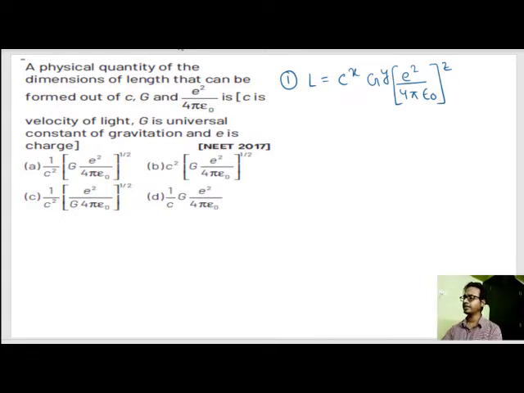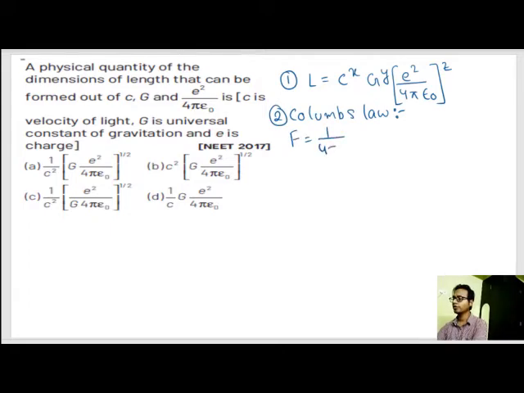So where have we seen this term? We have seen this term in Coulomb's law. What do we know about Coulomb's law? Force is equal to 1 by 4 pi epsilon naught Q1 Q2 by r square, where Q1 and Q2 are the two charges separated by distance r. Now suppose those two charges are electrons, or the charge of electrons. Then Q1 Q2 becomes e and e, therefore it becomes e square by r square.